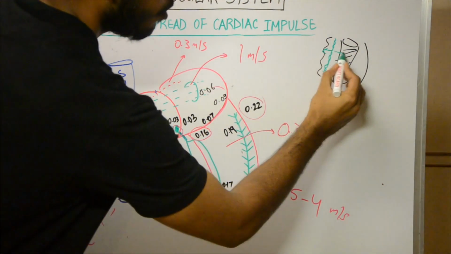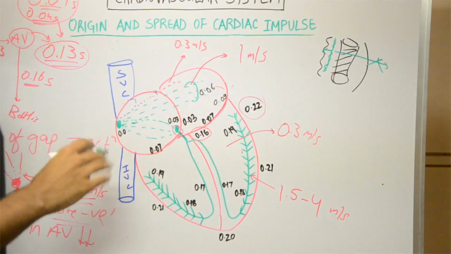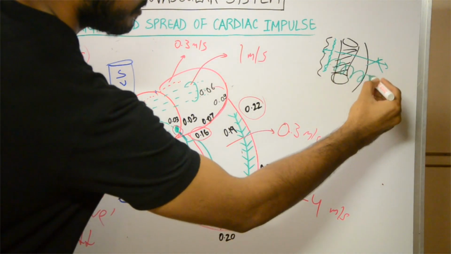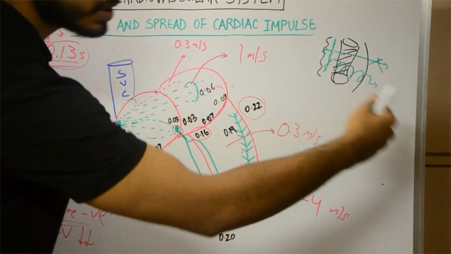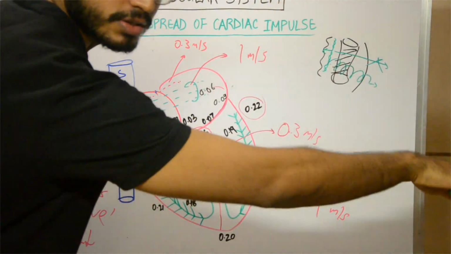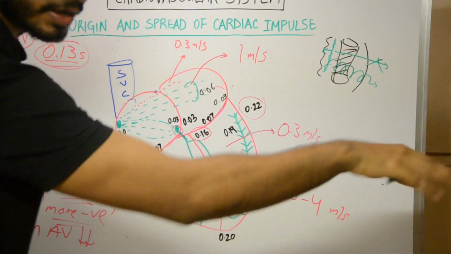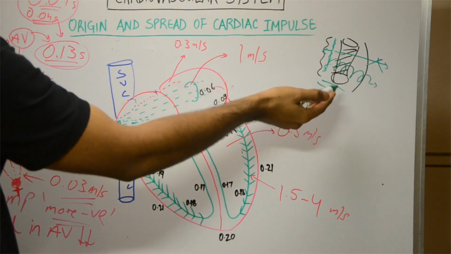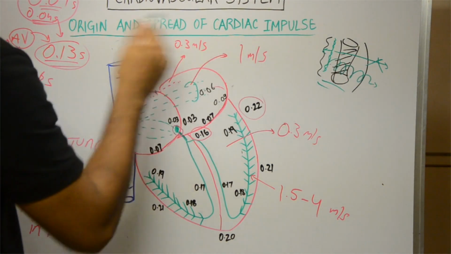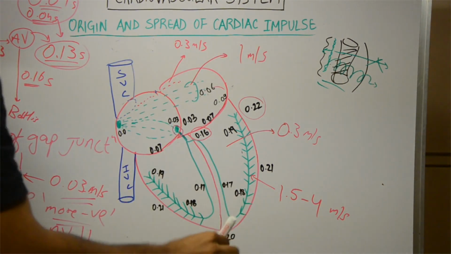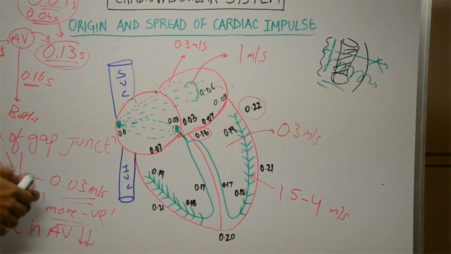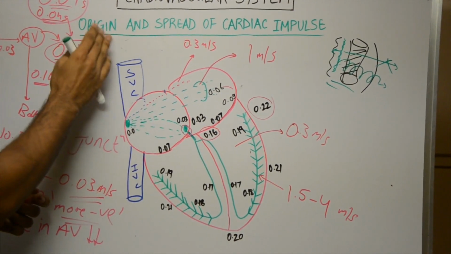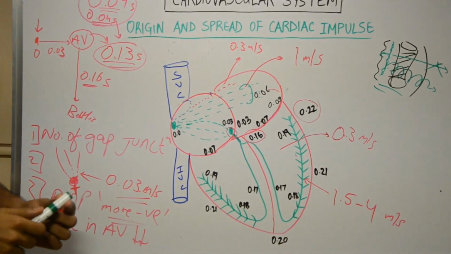But they do not move directly outwards. Instead they spiral outwards. Get it? They move in a spiral fashion outwards towards the epicardium, right? So this is one of the characteristics, or you can say one of the features, of how the cardiac impulse is conducted throughout the heart. Okay, so this basically covers all your concepts regarding origin and spread of the cardiac impulse.